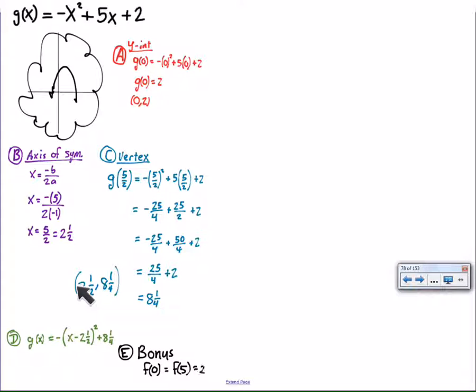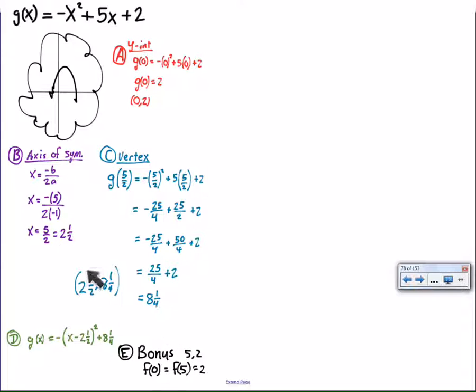Because I know the a value is -1, I put the -1 there. Because I know the vertex is 2 1/2, 8 1/4, I put the 2 1/2, 8 1/4, like this. So now I have vertex form. I can FOIL that out again, distribute the negative, add 8 1/4, and it'll get me right back where I started. So that's how you check.